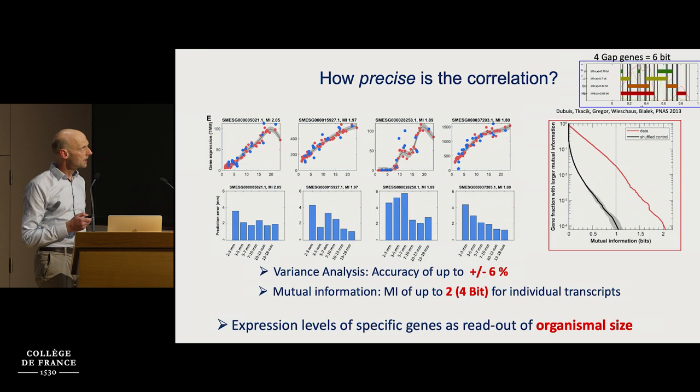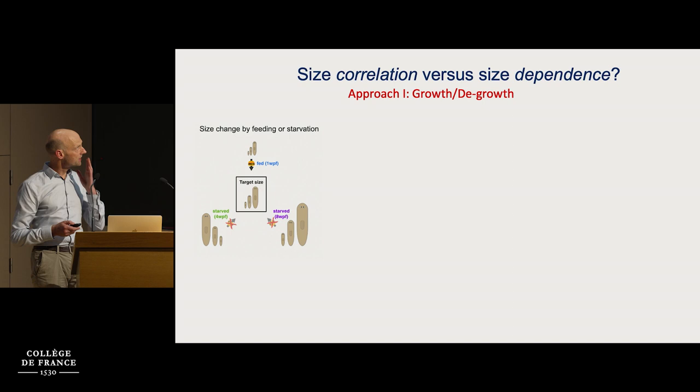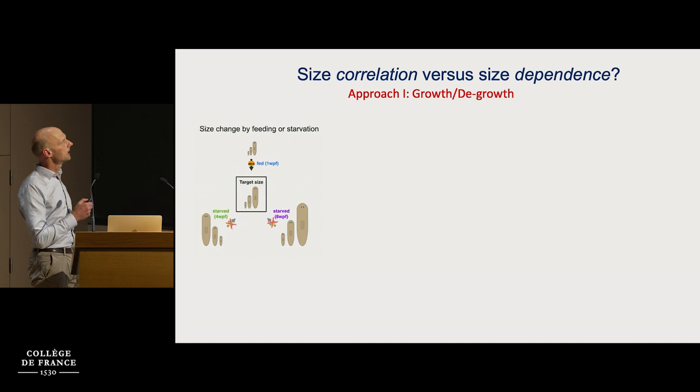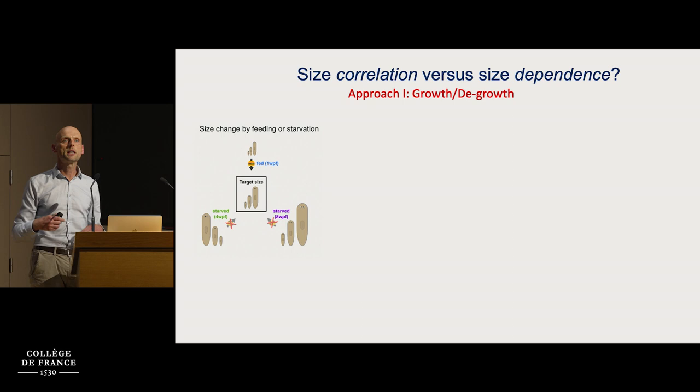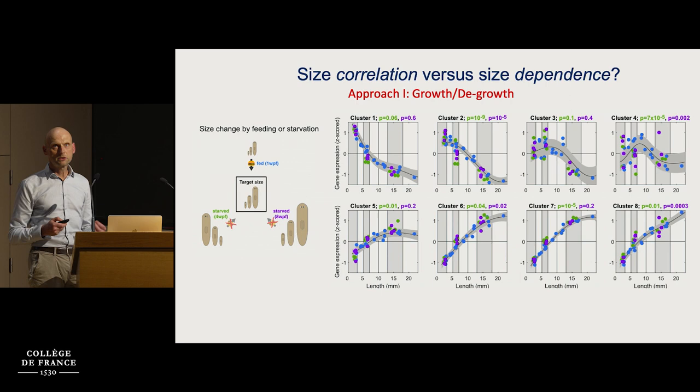So there is this reproducible correlation, but to what extent is this correlation versus size dependence? Here, we made use of a little trick that we can play in these animals: we can either feed the animals up to a given target size, or we can take large animals and starve them down to a target size. We can then ask to what extent the gene expression dynamics are still representative of size changes versus feeding history. And without going into much detail, we find again that a large fraction of the gene expression level information can be attributed to system size.